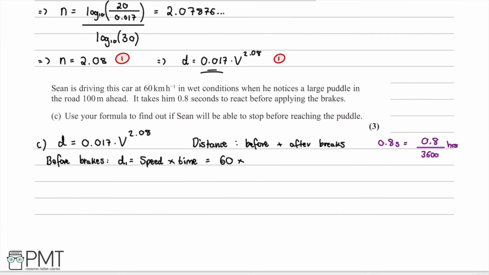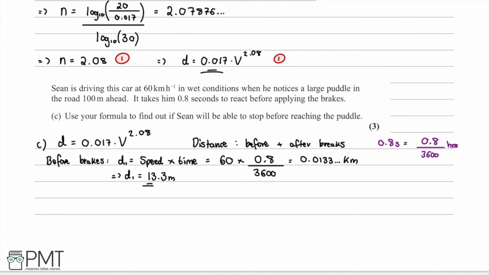So therefore, we'll substitute this into our equation, and we'll have 60 multiplied by 0.8 divided by 3,600. And putting this into our calculator, this comes out as 0.0133. And we note that this is going to be in kilometers, but we're dealing with meters. So to get this into meters, we multiply by 1,000, which implies that the distance before the brakes are applied that the car covers is going to be 13.3 meters.